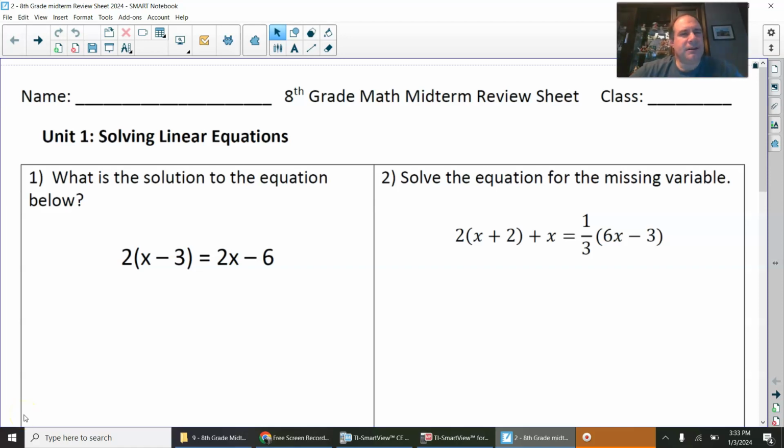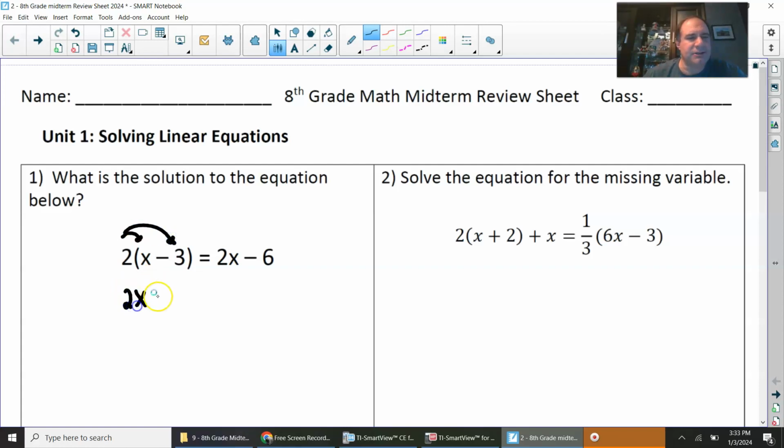Hello everyone, this is the 8th grade math midterm review sheet, and we're going to start right with the first question, unit 1, solving linear equations. So when you see parentheses, you are going to use distributive property. 2 times x is 2x, 2 times negative 3 is negative 6, equals 2x minus 6.